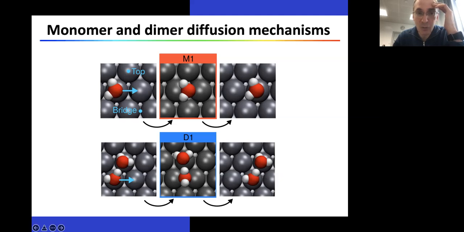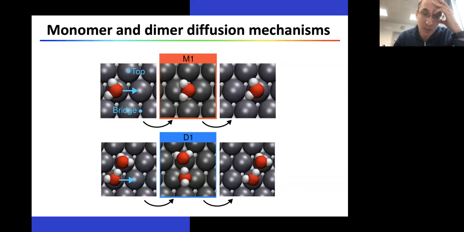And a single molecule diffuses by going from a top site to a bridge site to another top site. And it matters a little bit what the orientation is, but not to any great extent. Then you can ask, what does a water dimer look like on this surface? And how might that move?